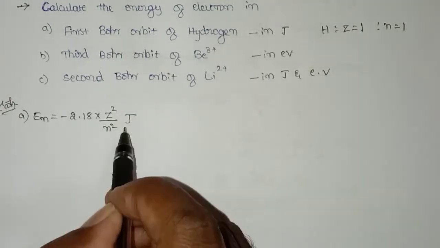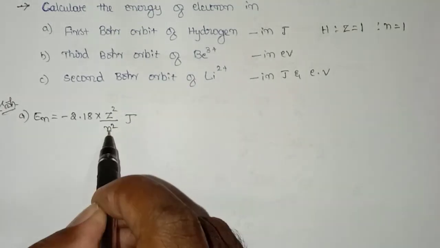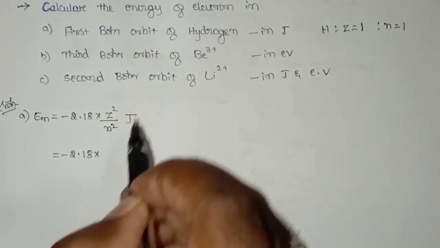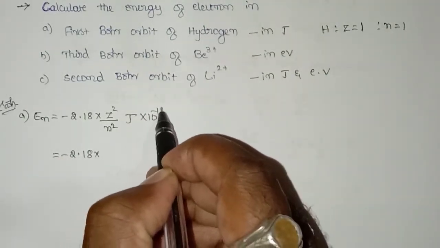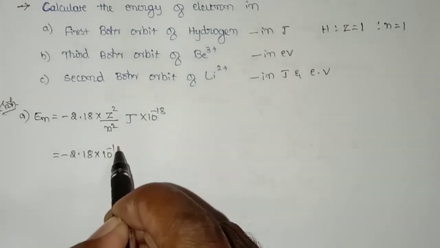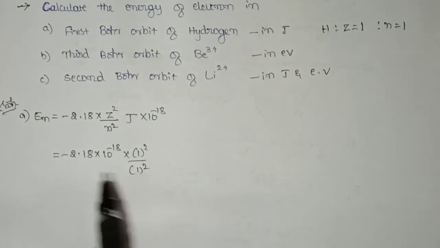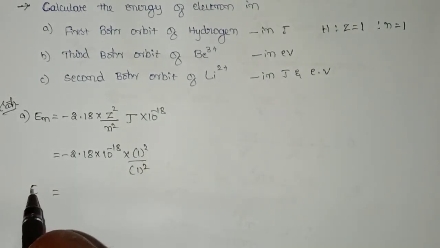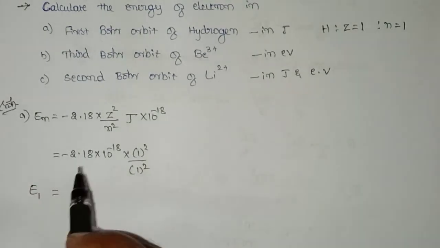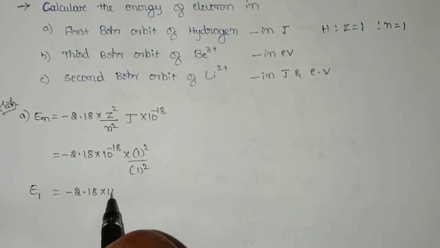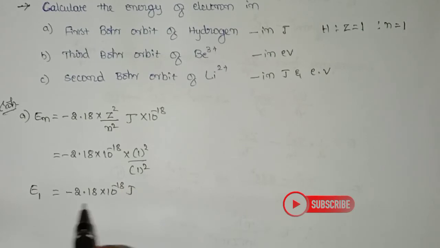So finally Z square will be 1 and n square will be 1, that is 2.18 into 10 to the power of minus 18. The value of Z is 1 as well as the value of n is 1. So the energy of the first Bohr orbit, that is E1, is equal to minus 2.18 into 10 to the power of minus 18 joules.